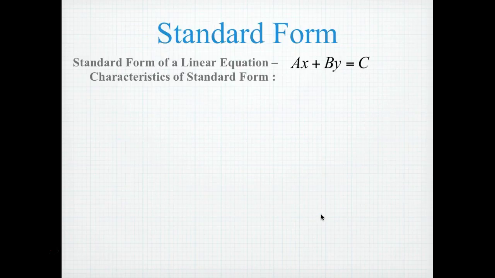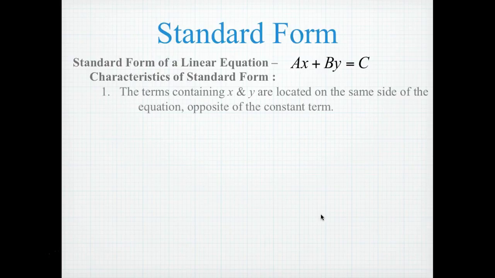Next, we're going to learn about standard form. Standard form is expressed as ax plus by equals c, where A represents the coefficient of the x term, B represents the coefficient of the y term, and C is our constant. Here's a couple of characteristics about standard form. First, the terms containing x and y are located on the same side of the equation opposite the constant term. So A and B are on the same side opposite of C.